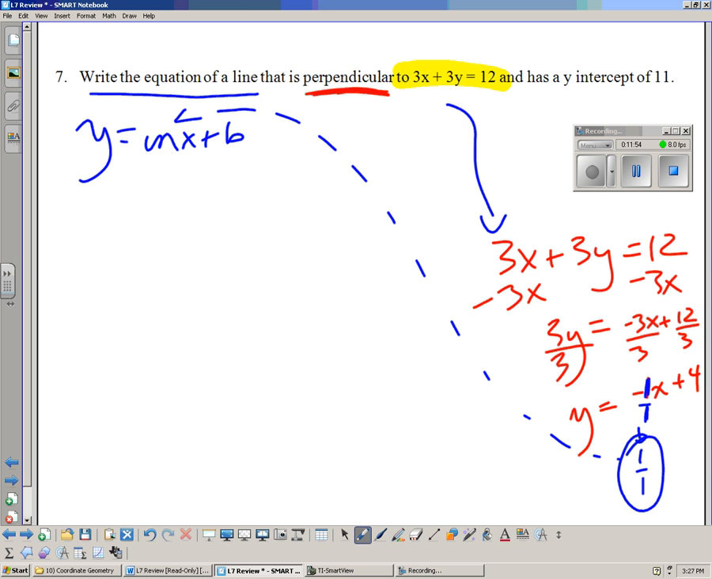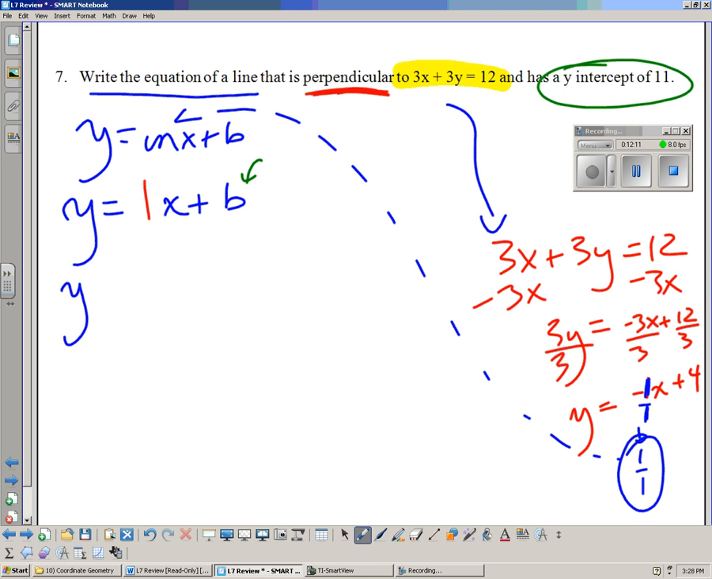So I'm going to write y equals, it's just a 1. 1 divided by 1 is 1. So we have 1x plus b. Now what's cool about this question is that they didn't give you a point, but they told you the y-intercept was 11. B represents the y-intercept. So we're done. We can just put an 11 there.